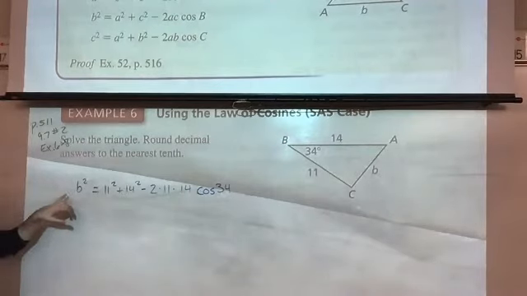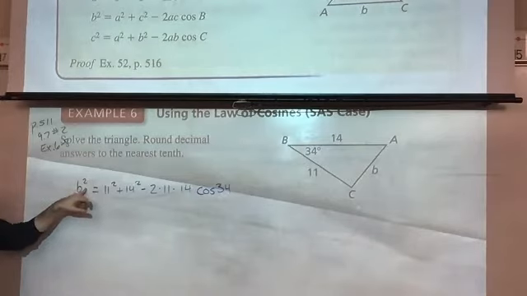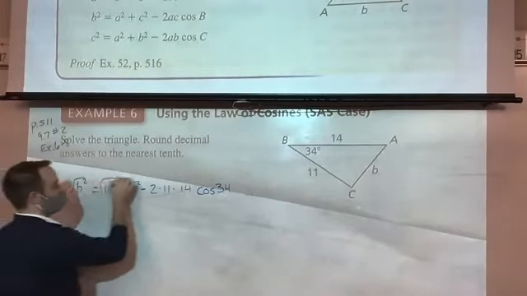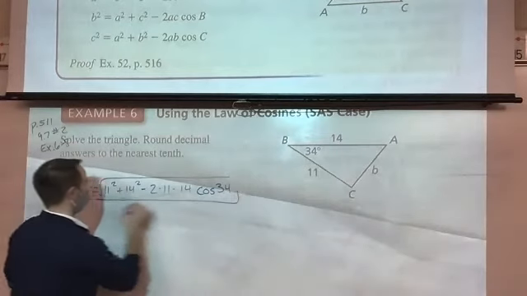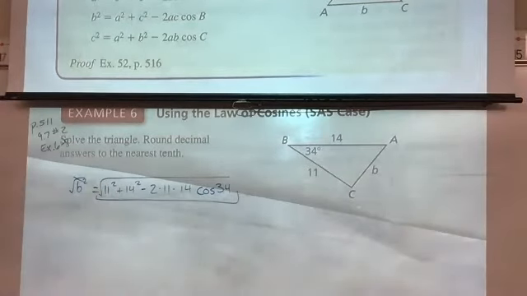I got B squared. If I want to get rid of that squared, what do I have to do? Square root, right? Opposite of squared is a square root. So we're going to square root both sides. We're just going to type that whole thing right in the calculator, and let the calculator do all the work at the same time. Let's make sure we get the right thing. Type it in. Let's make sure.